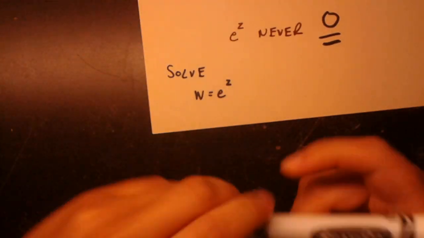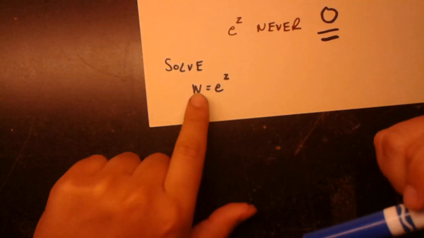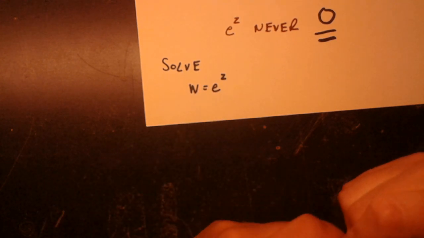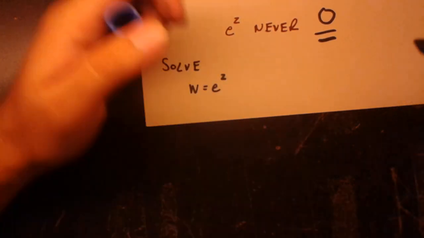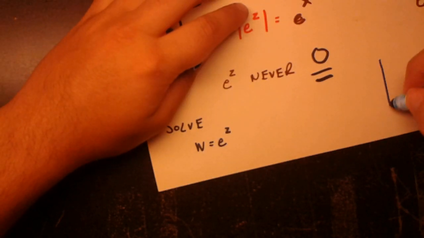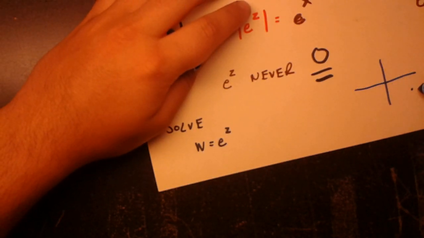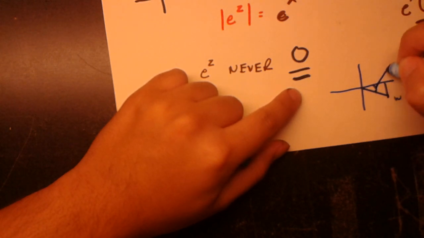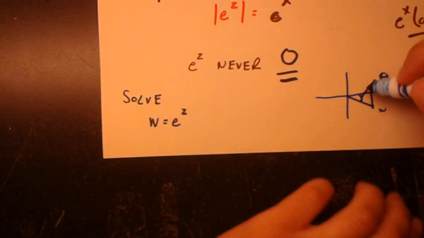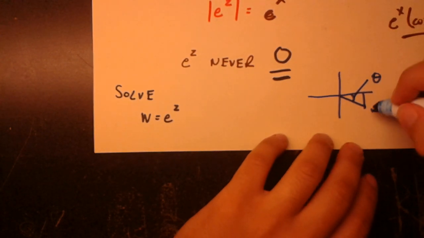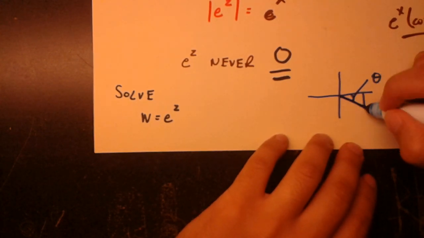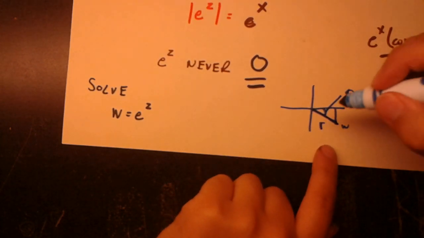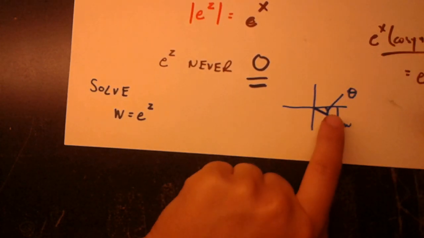So now let's see what to do. Now let's say we want to solve w equals e to the z, where w is some complex number. Well, let's start breaking it down. W is a complex number, so it lies somewhere on the complex plane. Let's put it here. And we know that it has an angle, theta, which we'll measure from the positive real axis. And we know that it has a magnitude, which we'll call r. So this is the modulus of w. The distance from w to the origin is r, and this is theta.